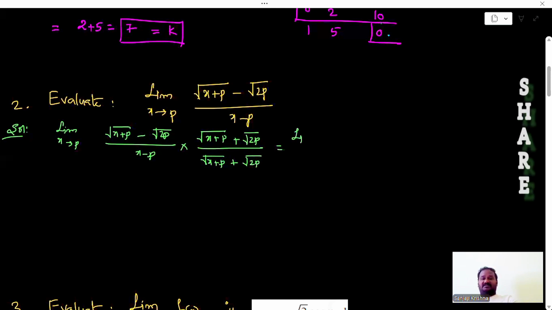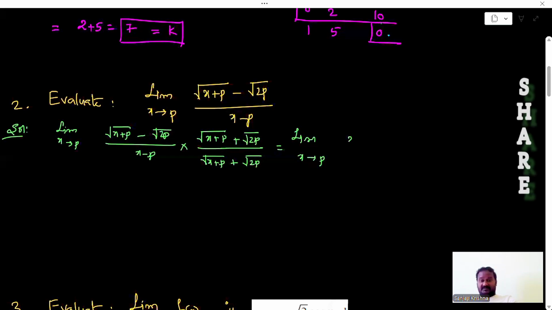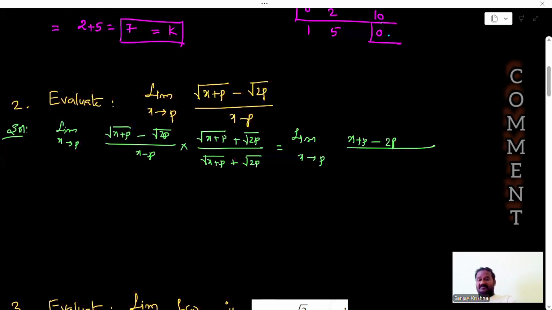Then when you rationalize the numerator, always the product should be in the form of a minus b into a plus b, which is going to be a square minus b square. a square means root x plus p whole square is x plus p, minus root 2p whole square, this is minus 2p. Whole divided by, the denominator remains unchanged, x minus p into root over x plus p plus root 2p, right?